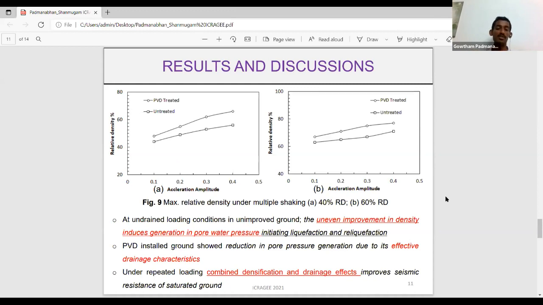Both untreated as well as treated deposits have increased in sand density due to the occurrence of re-liquefaction phenomena and pre-shaking. So from here we observe that both the combined densification and drainage mechanisms are important in mitigating liquefaction when subjected to repeated shaking events.